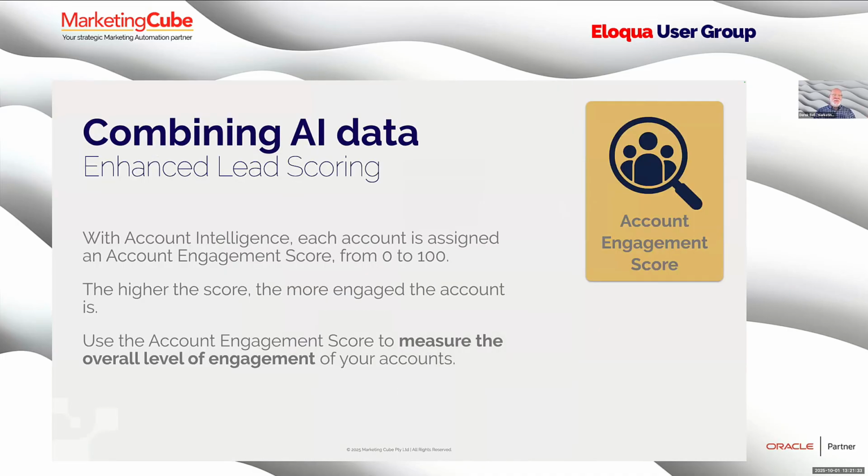Okay, combining AI data. So with account intelligence, this is the other side of the coin. So account intelligence, each account is assigned a score from essentially 0 to 100. And the higher the score, the more engaged. How do we use this one?